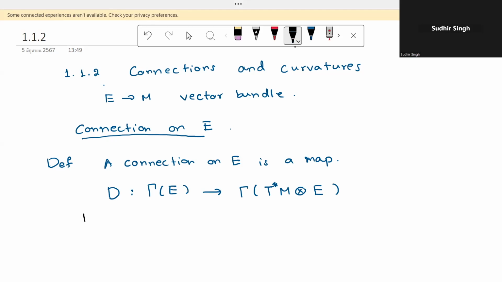So D is a map that maps a section of E to a section of this product bundle, and we call it an E-valued one form. So it maps a section to an E-valued one form.